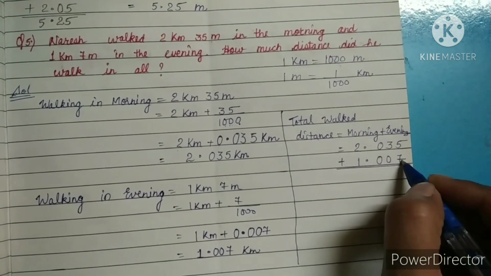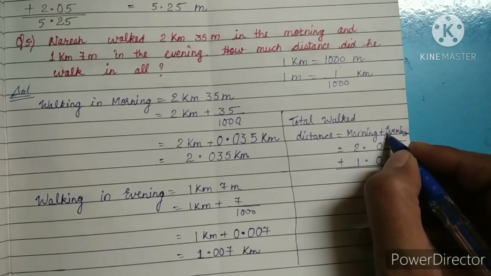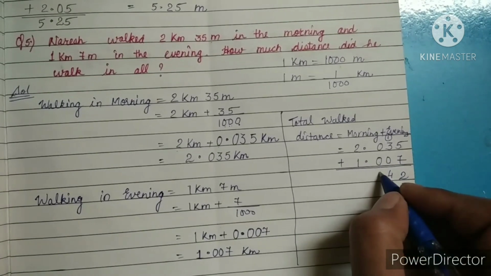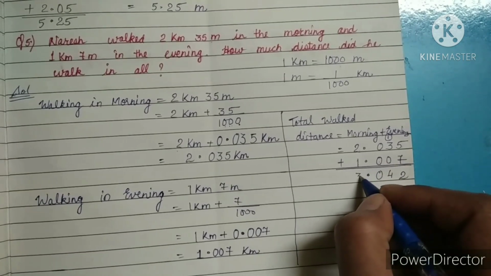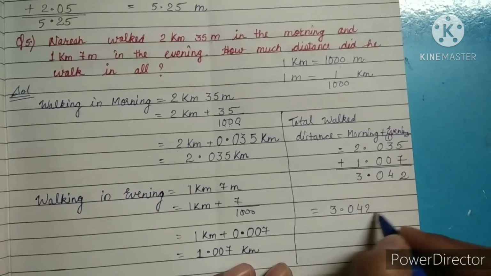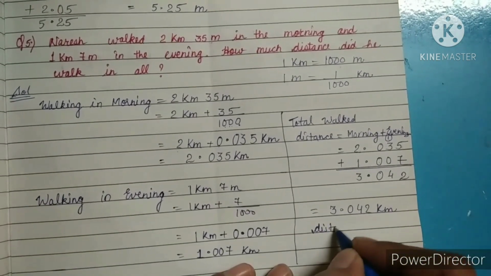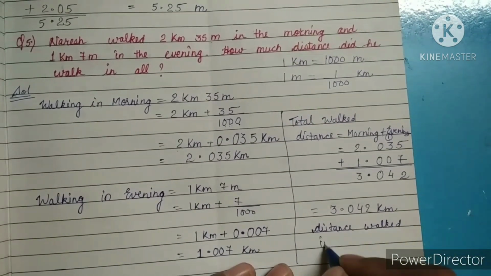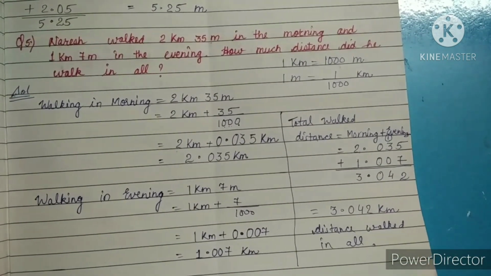7 plus 5 is 12. 2 is here, 1 on the carry. 3 plus 1 is 4. 0 plus 0 is 0. Decimal. 2 plus 1 is 3. So its answer is 3.042 kilometer. Distance walked in all. This is the solution of the question.